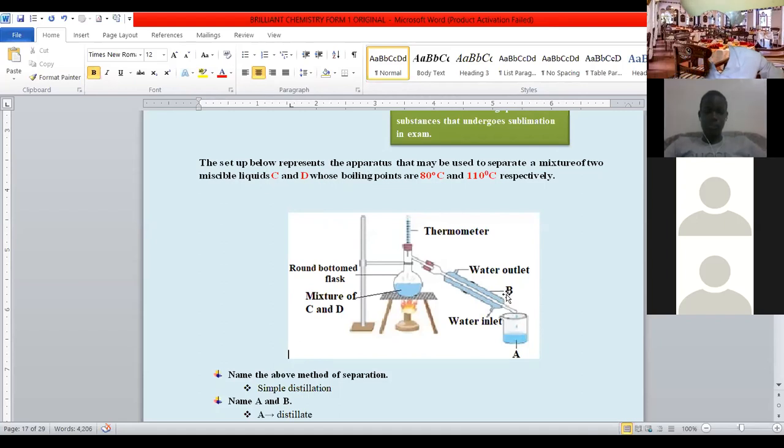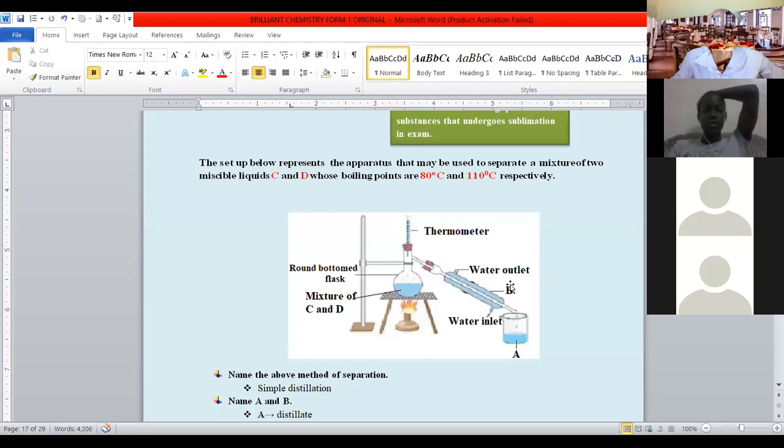Part B, Liebig condenser. So what is the function of this Liebig condenser? Pardon? What is the function of this part B? Mwalimu, it is used to condense the vapor of liquid whose boiling point has been reached.